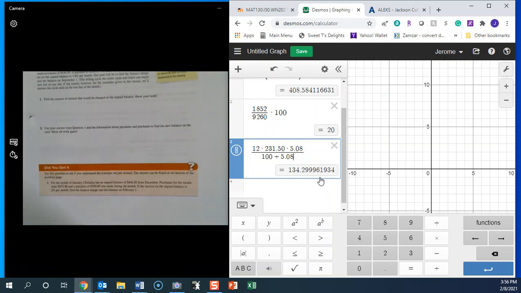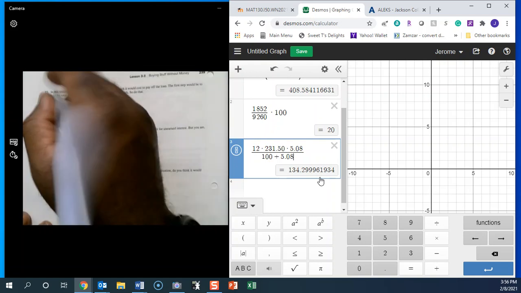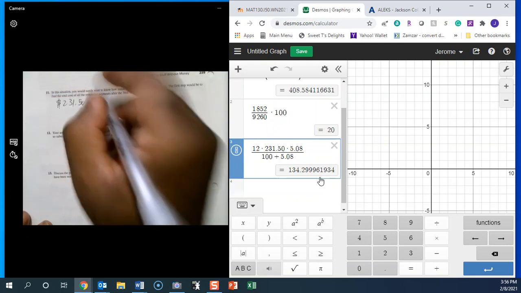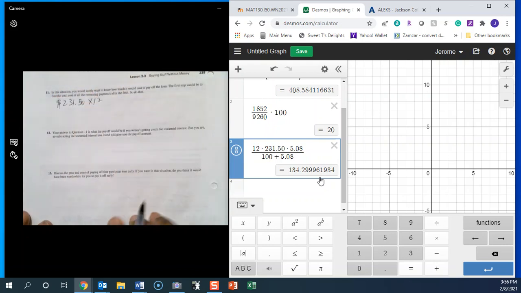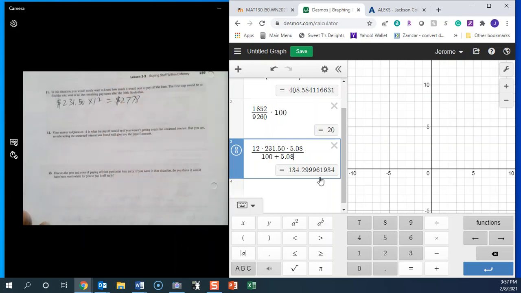Now we flip this over to the next page. It says here, number 11. In this situation, you would surely want to know how much it would cost to pay off the loan. The first step would be to find the total cost of all the remaining payments after the 36th. So do that. Okay, the monthly payment is $231.50, and it'll be 12 months remaining, which will cost $2,778.